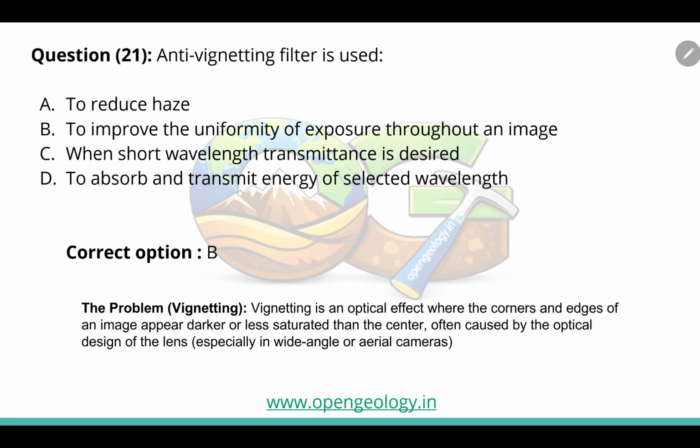So let's begin with the first question. What is an anti-vignetting filter used for? It is used to improve the uniformity of exposure throughout an image.